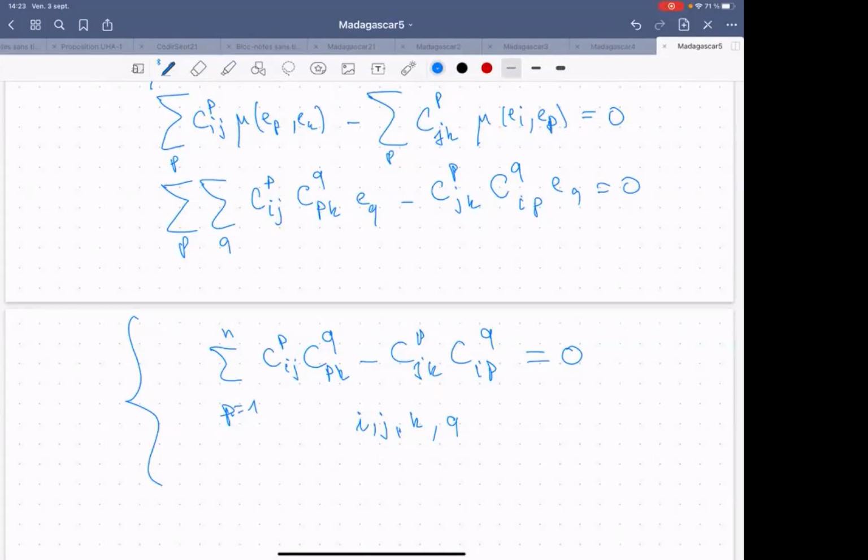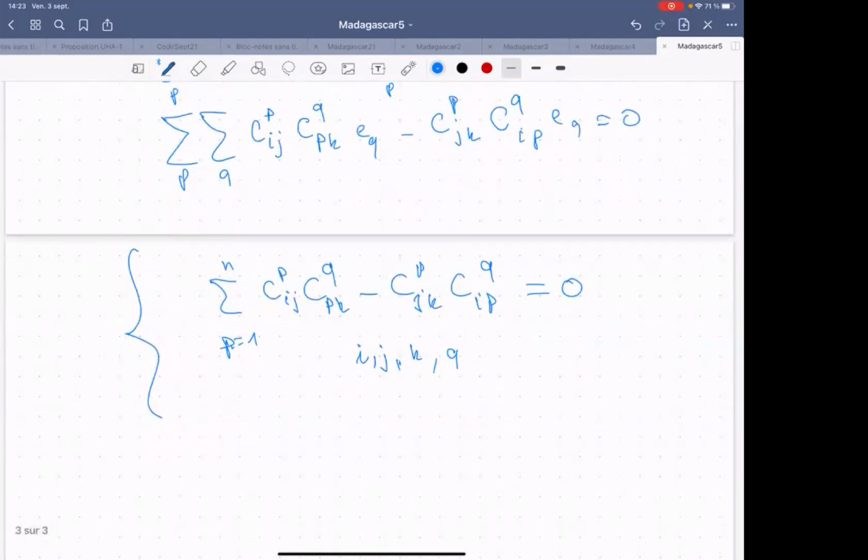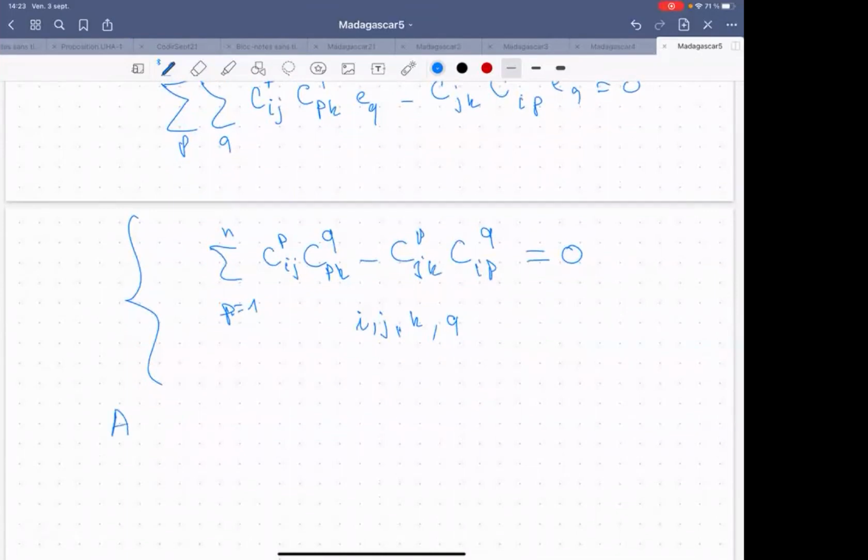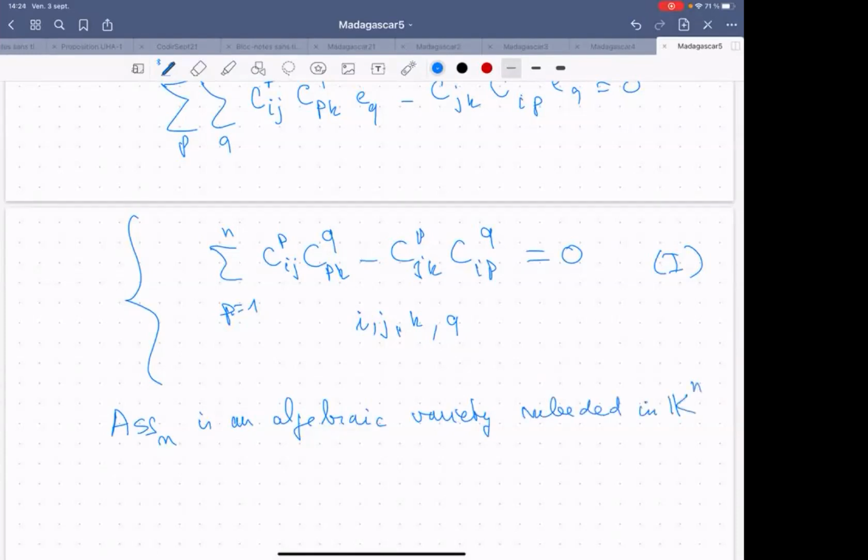And if I have a vector, let's denote it by As indexed by n, this is an algebraic variety, and this is the ideal. This is an algebraic variety embedded in K^(n^3), in the affine space K^(n^3). Okay.